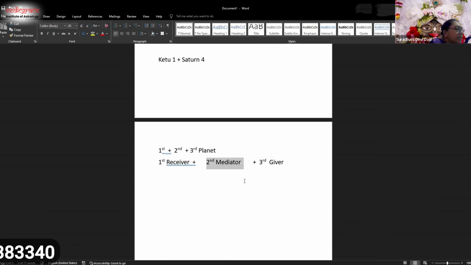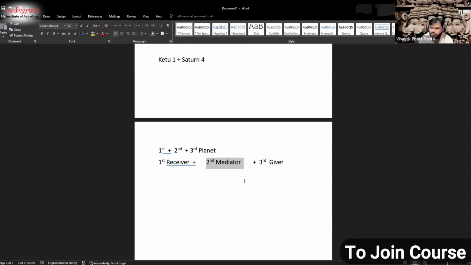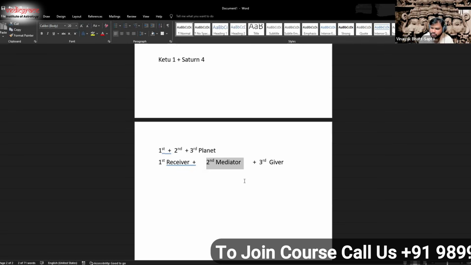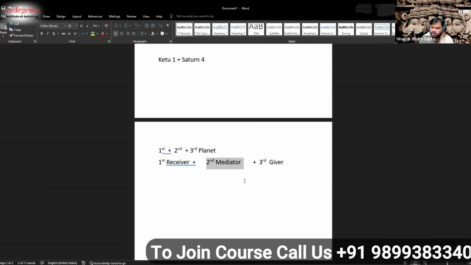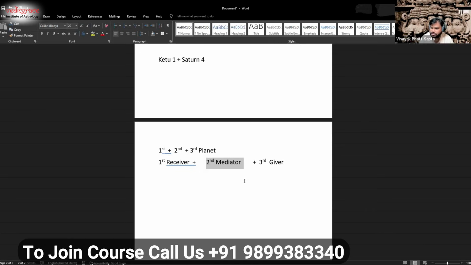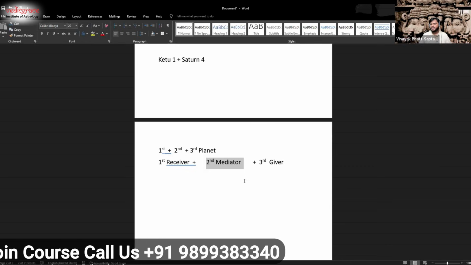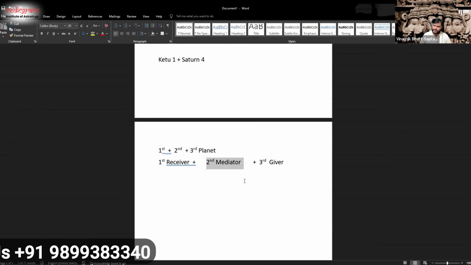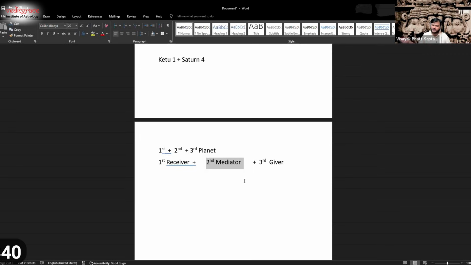Sir, the mediator can't give anything if the third one is weak? The mediator can supply. The mediator will give its own result, right? The mediator will surely give its own onward, but the third will give to the second first, and the second will mix it with its own and then give it to the first. I will repeat the same thing in English. The third planet will deliver its result to the second planet, and the second planet will deliver its own result plus the third's result to the first.